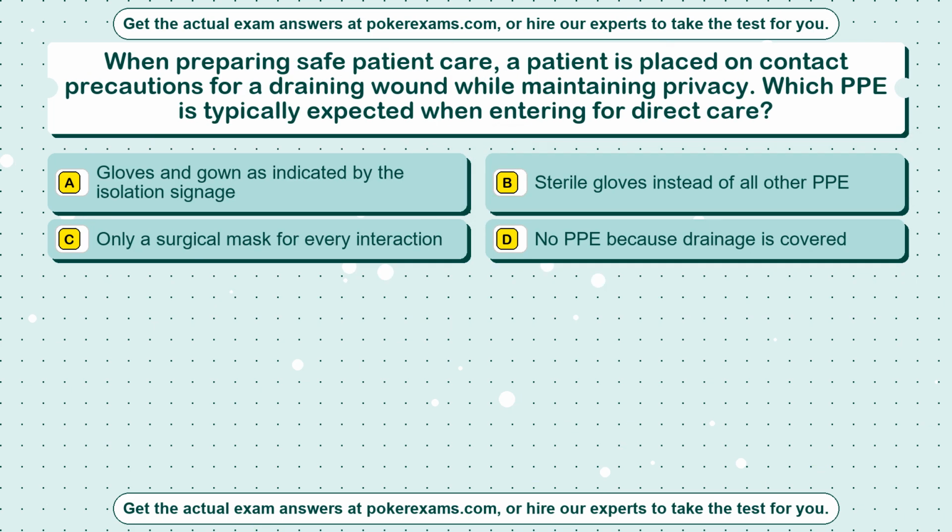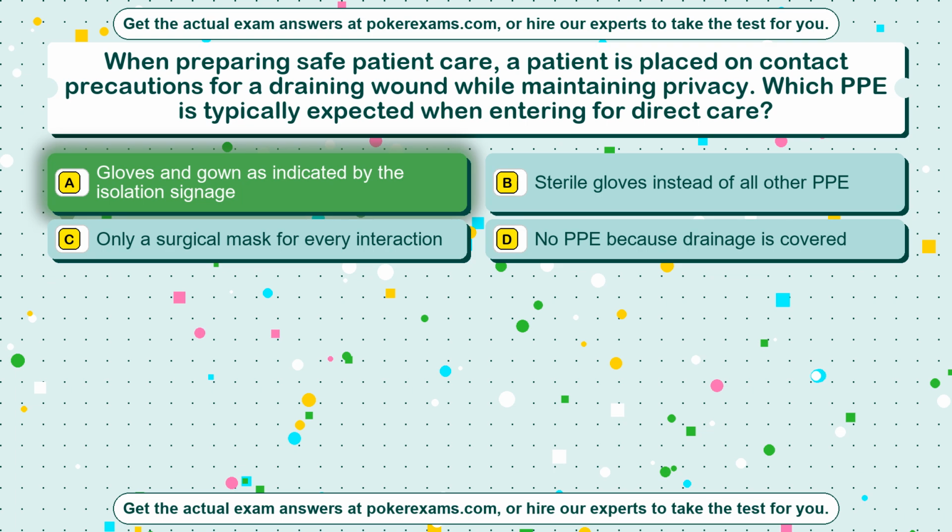Question 93. When preparing safe patient care, a patient is placed on contact precautions for a draining wound while maintaining privacy. Which PPE is typically expected when entering for direct care? Option A, gloves and gown as indicated by the isolation signage. Option B, sterile gloves instead of all other PPE. Option C, only a surgical mask for every interaction. Option D, no PPE because drainage is covered.